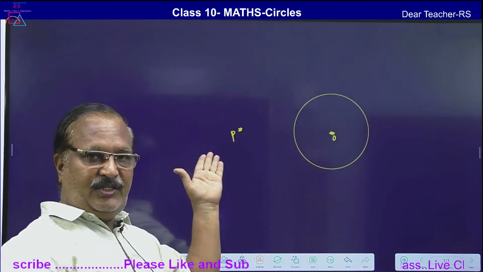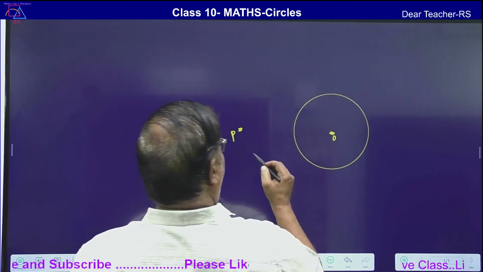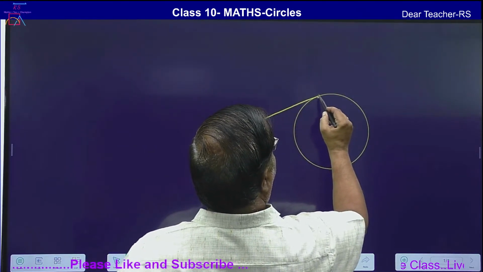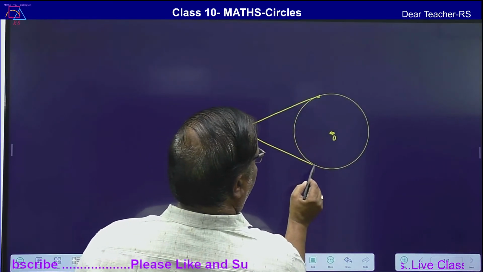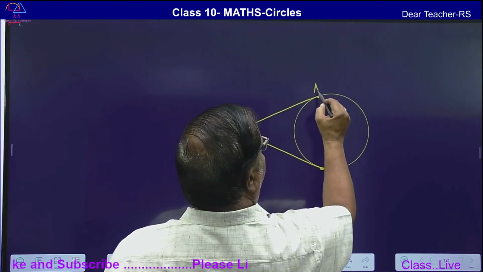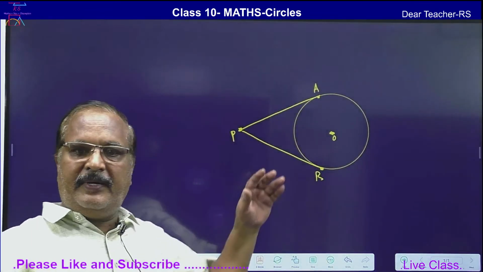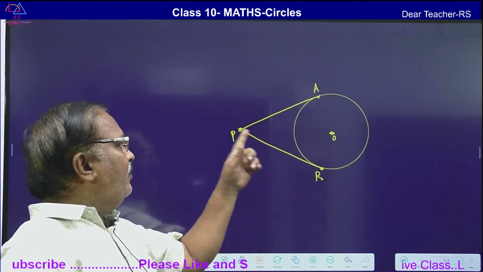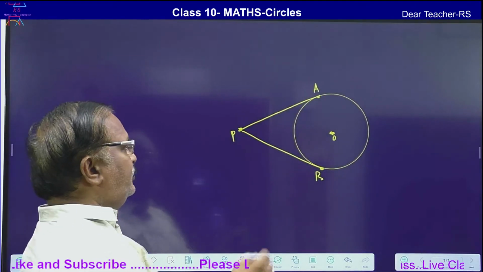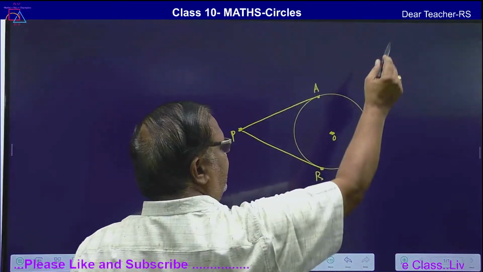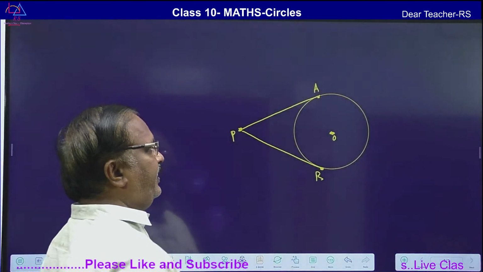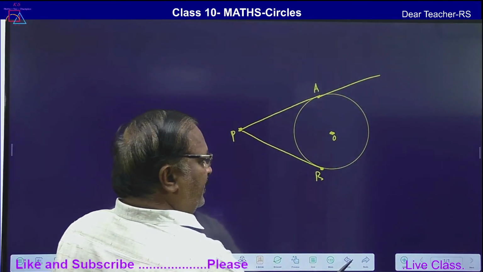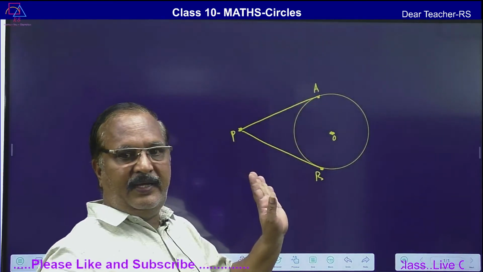Now P is exterior. So from P, how many tangents can you draw? You can draw 2 tangents. This is one tangent and this is another tangent, PA and PB. That means from an exterior point to the circle, we can draw only 2 tangents. I did not extend them. You can extend like this, but I am not extending. I am just having PA and PB.